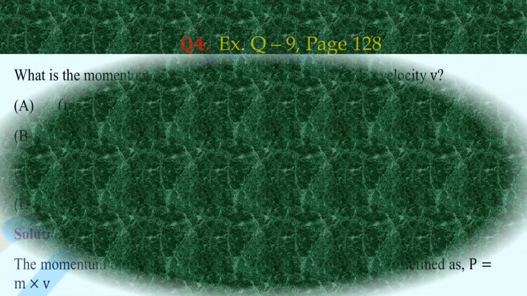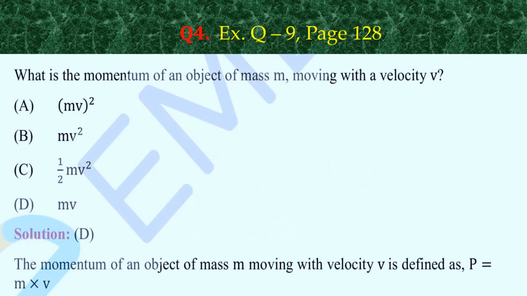Next is an objective type question. What is the momentum of an object of mass m moving with a velocity v? We already learned momentum is the product of mass and velocity. We represent momentum with the letter P, and P equals m into v. So option D is the answer.